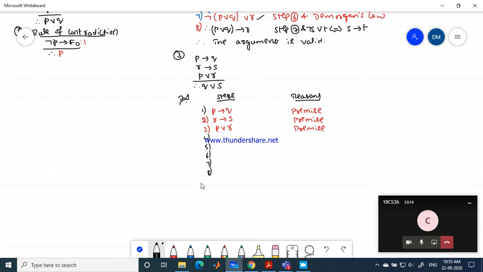Like the previous problem. In the previous problem, there was no other way to handle that one. So we had to use laws of logic.